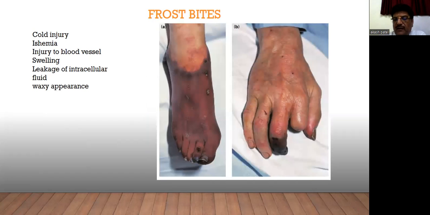The picture of frostbite: if the limb is exposed to extreme cold and dampness, then frostbite develops.